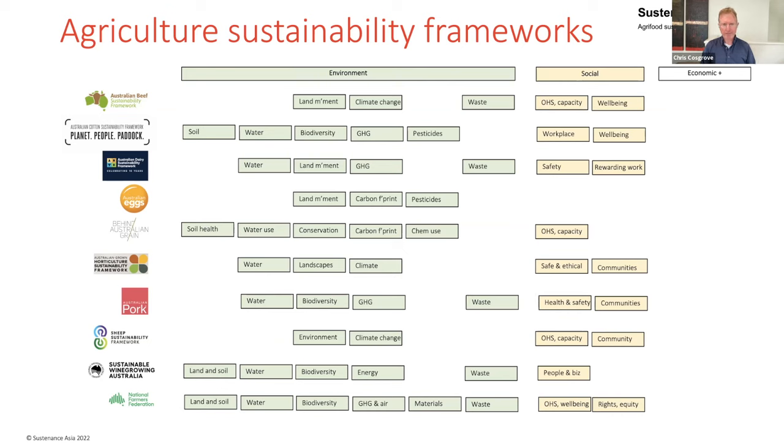Some of these frameworks will have targets, some won't. Some are in the process of setting targets, some aren't. But all of them will have indicators of how to measure performance in these areas. Just like the previous slide, you saw that sustainability is messy, so are indicators, unfortunately. There isn't as much consistency across indicators as there should be. Work is underway to make that better, and that's very important moving forward. So that's a quick snapshot of how those sustainability frameworks work and what their scope is.